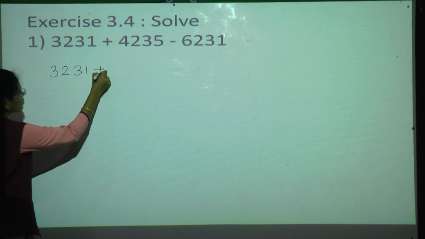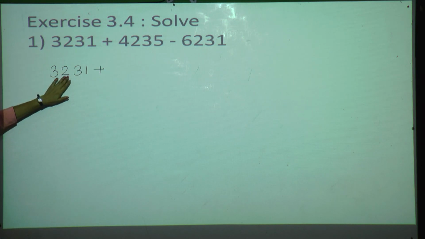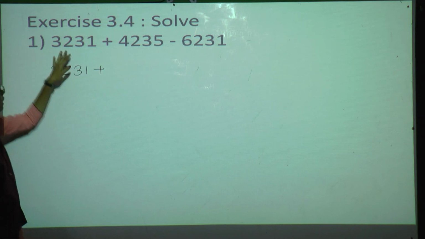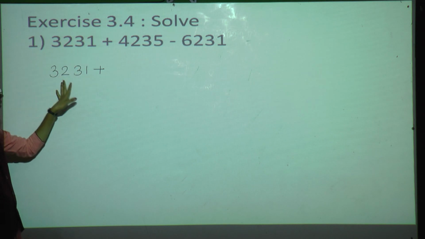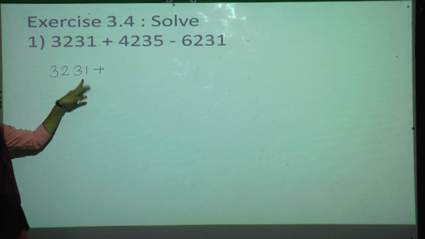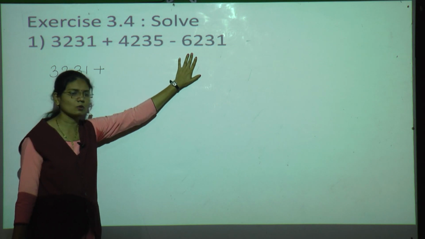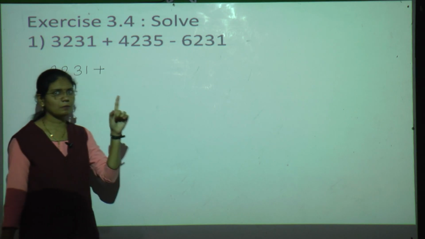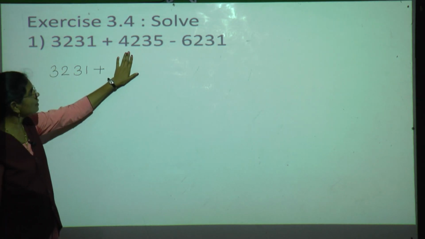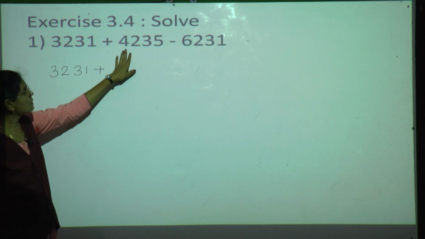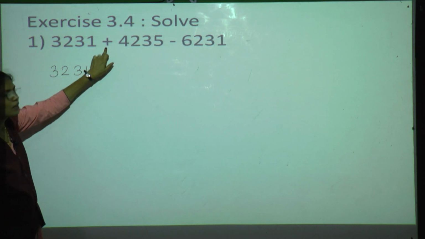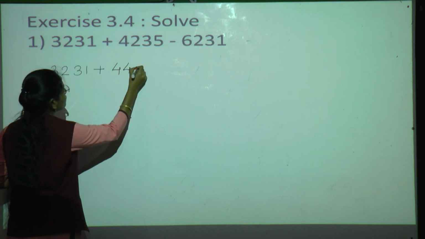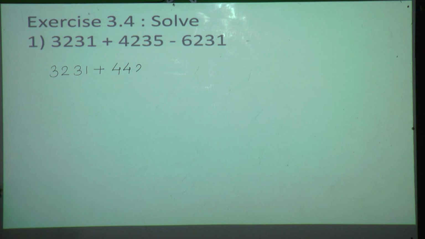Then add this number to the number which has the plus sign. First of all we will write the first number, then these two numbers are remaining. Now say students, in these two numbers which number is having plus sign before it? This or this? Yes, this 4235 is having plus sign before it. So we will take this number, 4235.